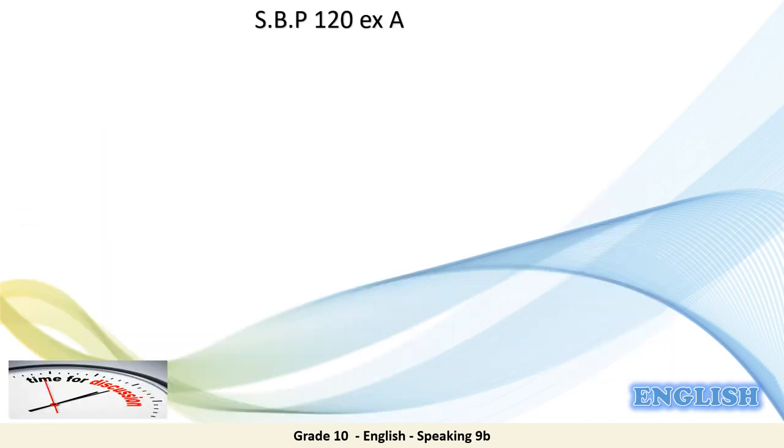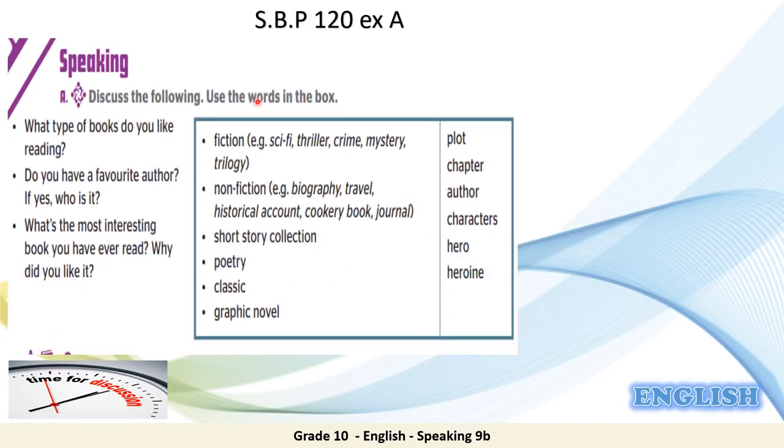Let's take another exercise in your student book, page 120, exercise A. Discuss the following. Use the words in the box. What type of books do you like reading? Do you have a favorite author? An author here means the person who writes books. If yes, who is it? What's the most interesting book you have ever read? And why did you like it?